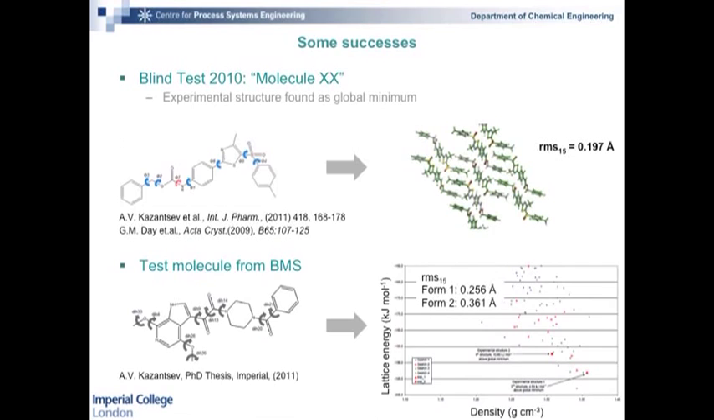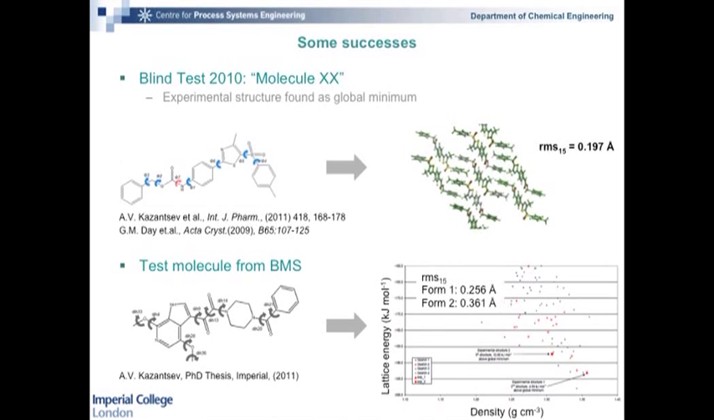In 2010, we took part in the blind test, and with Sally Price worked on this molecule here, molecule 20, which was the largest molecule ever considered in a blind test. And we were one of two groups to manage to predict its structure. And what you can see here is an overlay between our prediction and the experimental structure. Okay, so we were very pleased to be so close to the experiments.